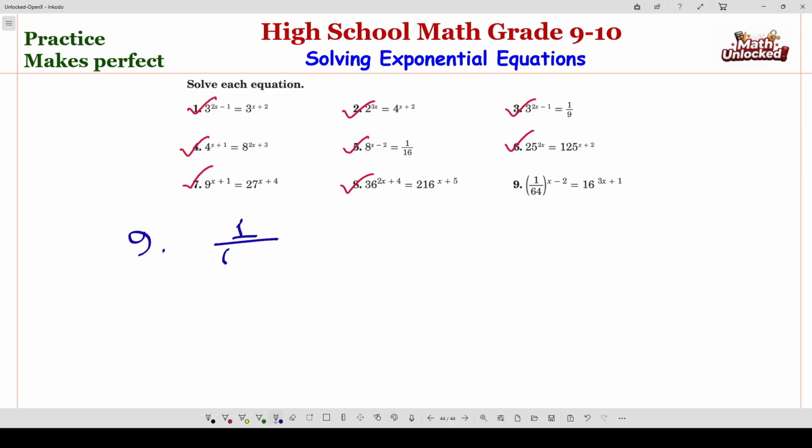Question 9, and it's the last math problem of this video. 1 divided by 64 to the power x minus 2 equals 16 to the power 3x plus 1.